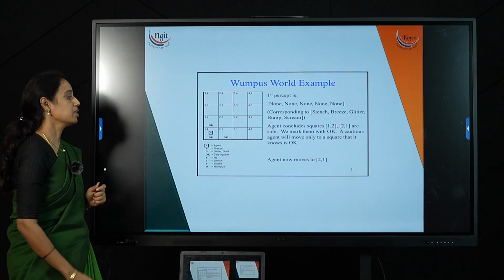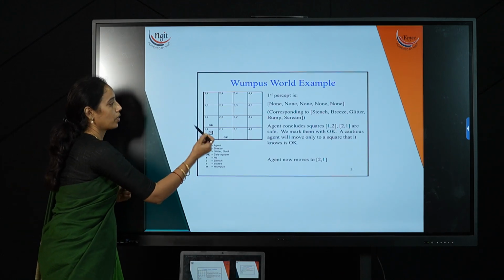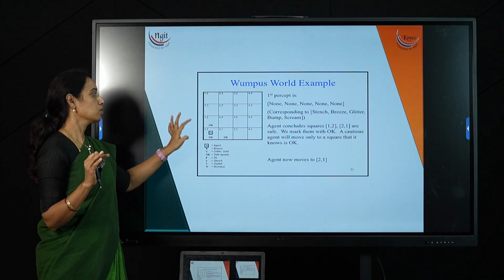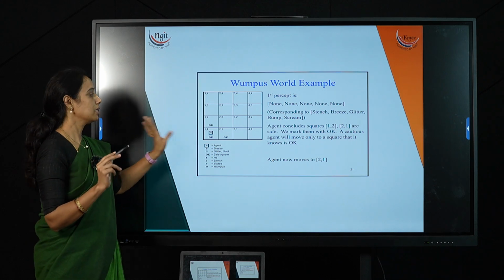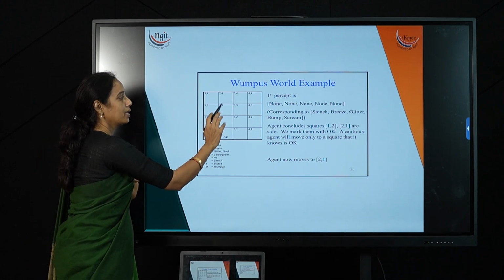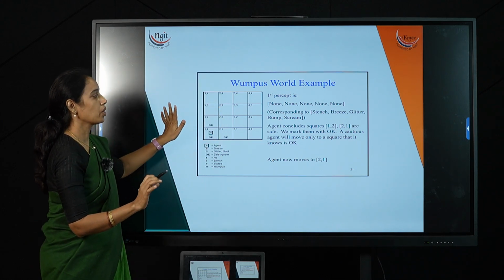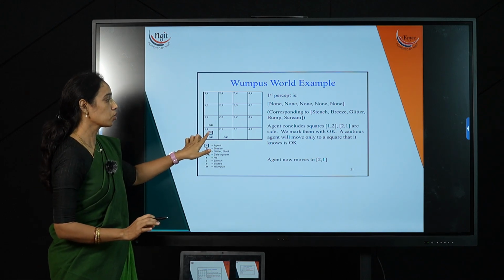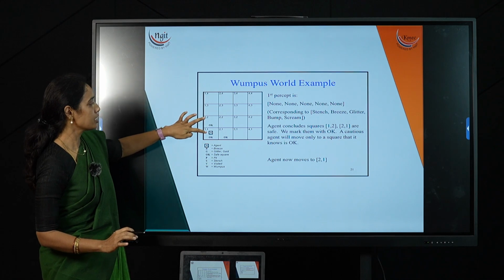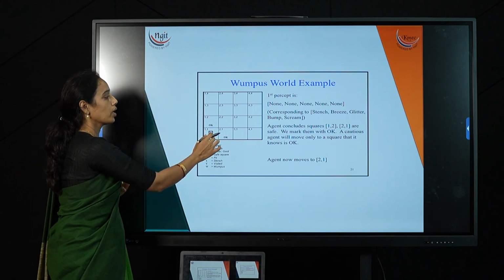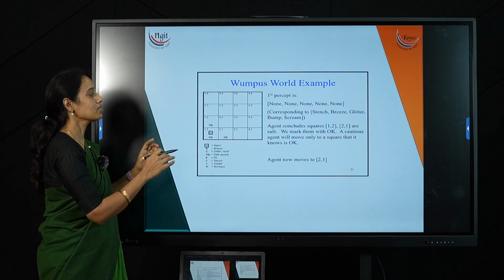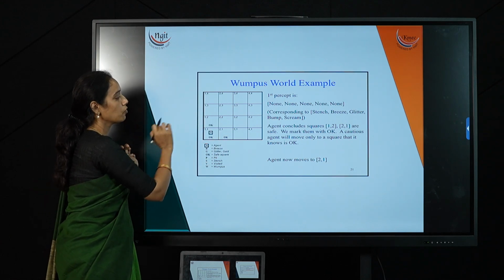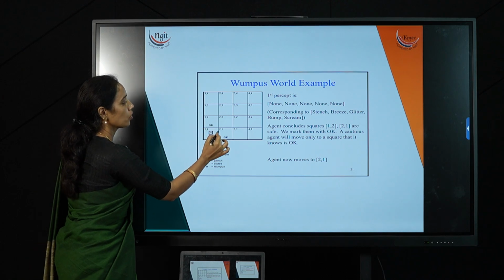Let us start here with the first percept. Now the agent is in this square, that is 1,1. When the agent is in this one, what has he perceived? None. That means there is nothing corresponding to stench, breeze, glitter, bump, nothing. So the agent concludes that the squares beside his square, 1,2 and 2,1, are okay. Why? Because he doesn't feel any of the sensors. So we have written here okay, okay.